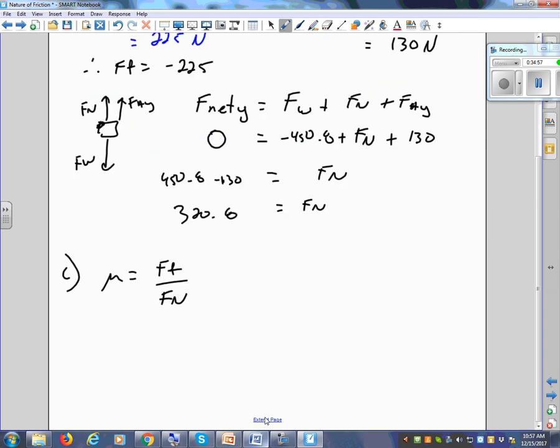So now it's a simple matter here. Do I put the negative in my mu formula? I don't. Mu is just a ratio. It's not really a vector thing. They don't care what direction. So the FF is 225. And my Fn is this new value here, 320.8. 225 divided by 320.8 is 0.70. Does that seem like a reasonable value? I've told you that the mu values should always be less than 1, so yes.